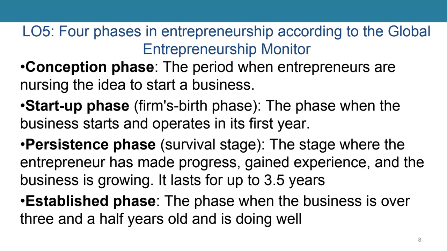The persistence phase or survival phase is when you're building the business, you're gaining some experience, you're trying to get the business to really start growing naturally, organically. It's 3.5 years, and then after 3.5 years, you've established the business as a viable business. It's running, and we know in South Africa it's actually the 5-year mark that you want to achieve. But for the purposes of the Global Entrepreneurship Monitor, it says 3.5 years.